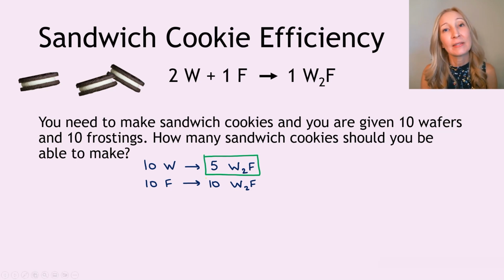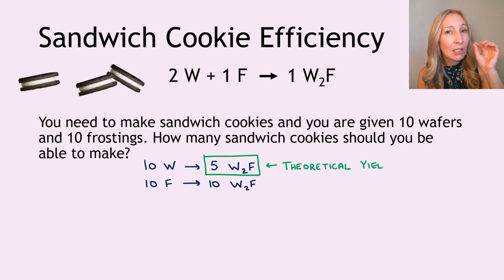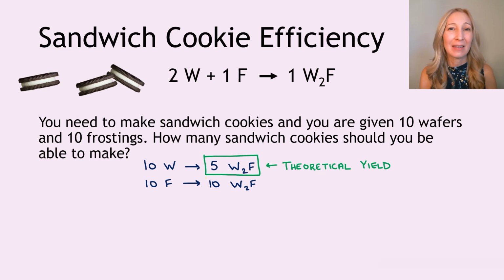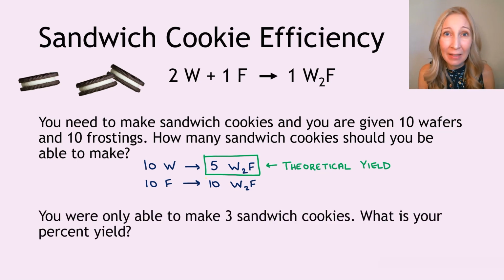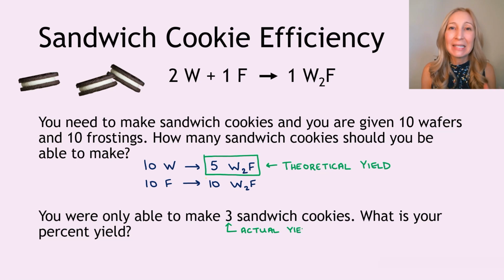And we're going to call this our theoretical yield. The theoretical yield is the calculated amount of product that you should be able to make. Now, unfortunately, not all reactions produce exactly what they should. Suppose you're making these sandwich cookies and a couple of the wafers break, rendering them useless. This will cause you to only be able to make 3 sandwich cookies. This is going to be called your actual yield, because this is the amount you actually were able to make.